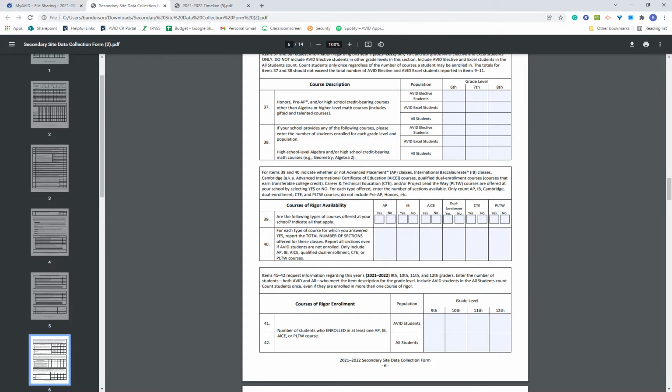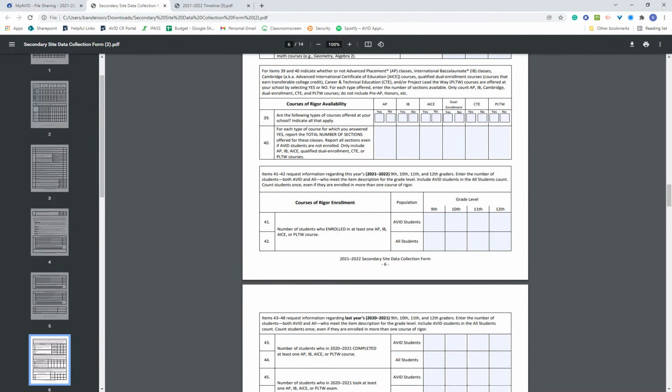And again, this might be an area where you really want to have that AVID elective student flagged in your student management system, because now we're looking at our middle school students, what courses they're taking, and we have kind of two different variations here. If they're taking honors, pre-AP, or high school credit-bearing courses other than algebra or higher level math, and then this section gets into high school algebra or credit-bearing math courses such as geometry or algebra 2. So we want to know if our middle school students are taking those courses.